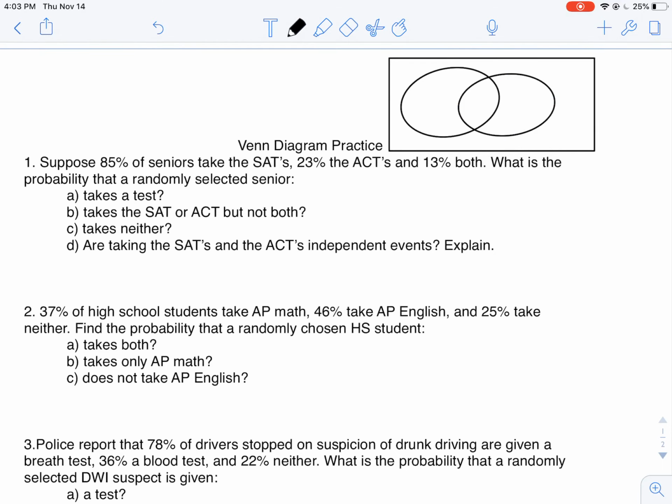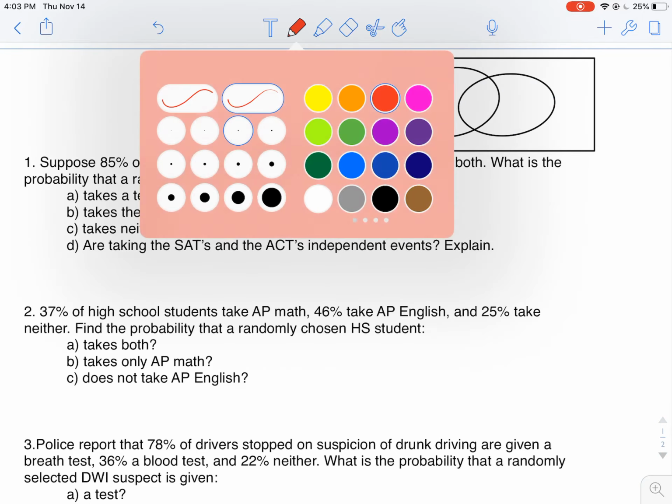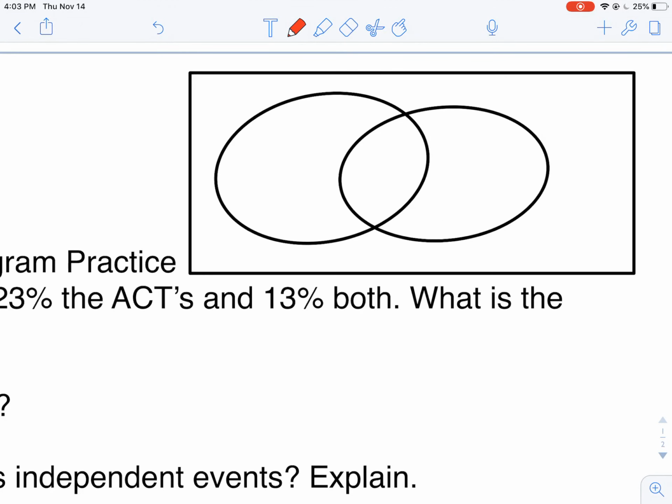Alright. So I'm going to have one represent ACTs, one represent the SATs. And as we know, that overlap right here in the middle represents both. So I'm going to start with the both. We've got 13 that represent both.